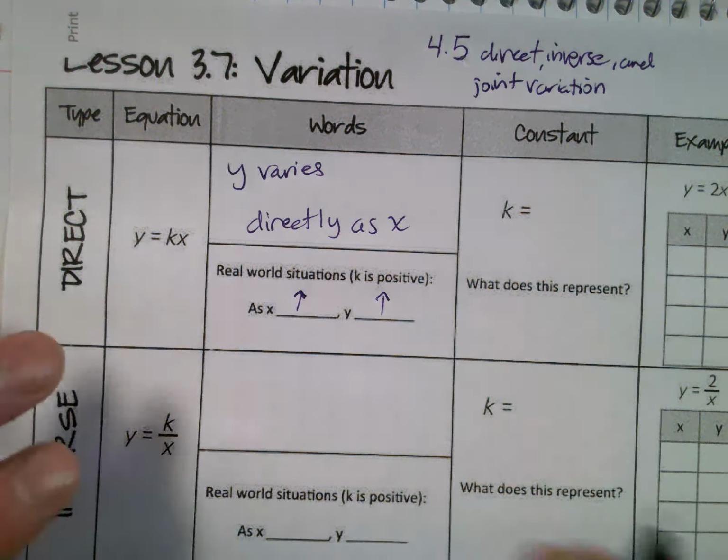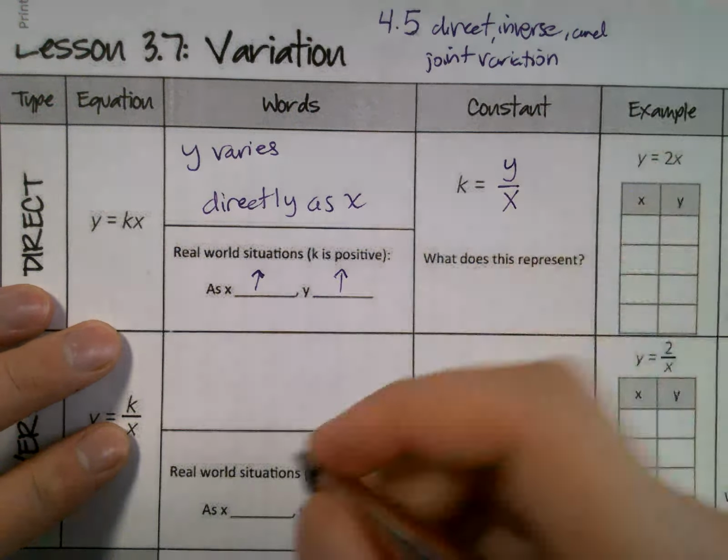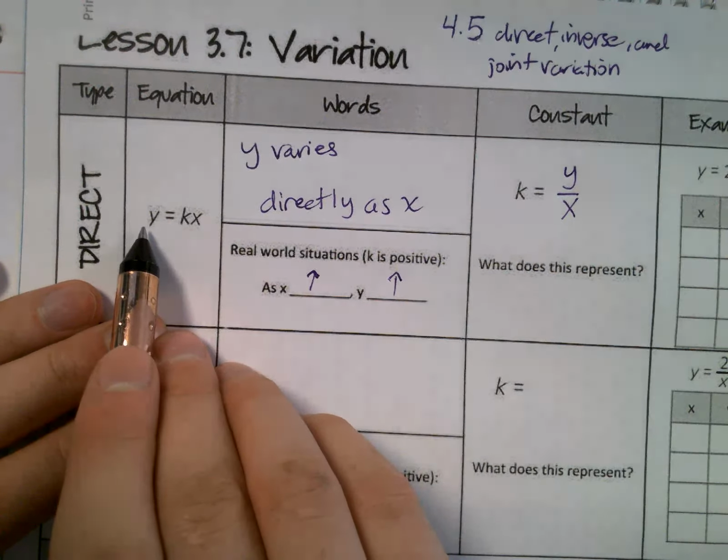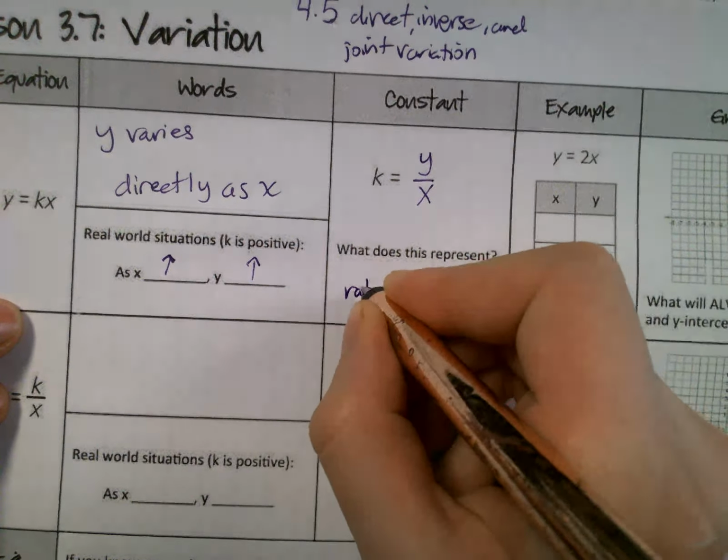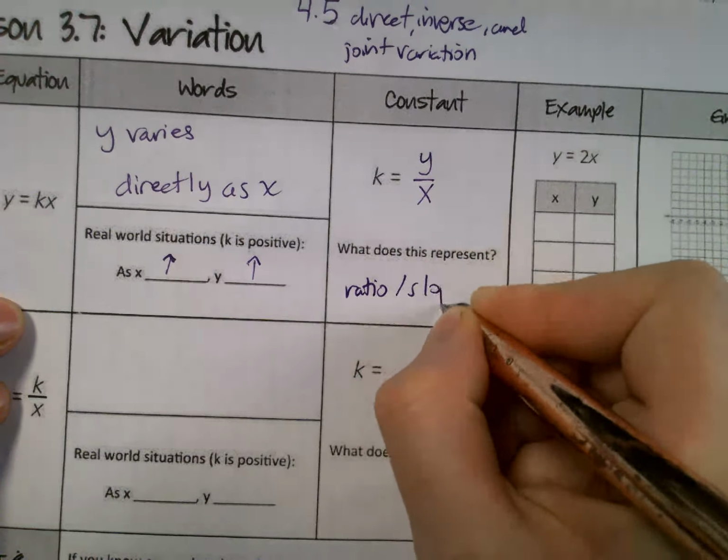Okay, k, on the other hand, and you can find that in the other video, is equal to y over x. If we solve for k, we have to divide both sides by x. That means that we have a ratio or a slope.